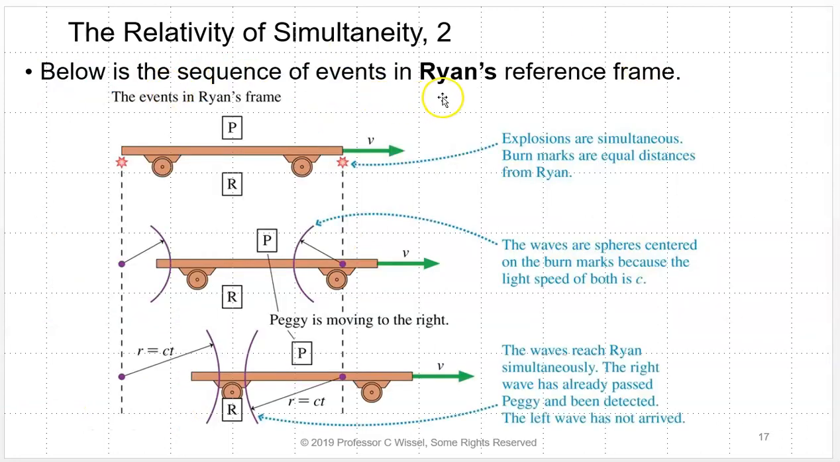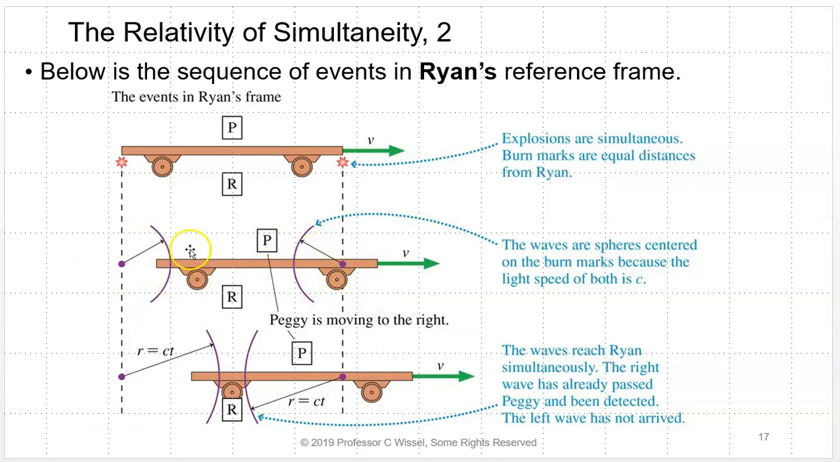So here's the sequence of events in Ryan's reference frame. Here's the instant when the firecrackers explode, and the burn marks are equal distance from Ryan, and he can determine that they are simultaneous. This is a little bit later, and the car has moved to the right. It's moving to the right with velocity v. These are the burn marks on the ground right here, these 2 dots here. Here is the wavefront of the light that's coming from each one of these firecrackers.